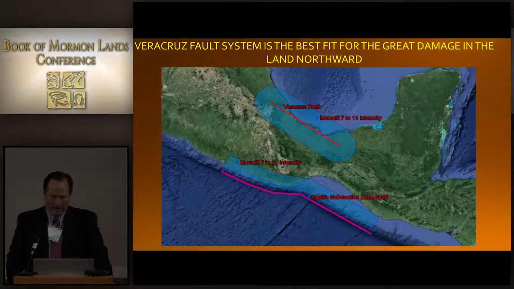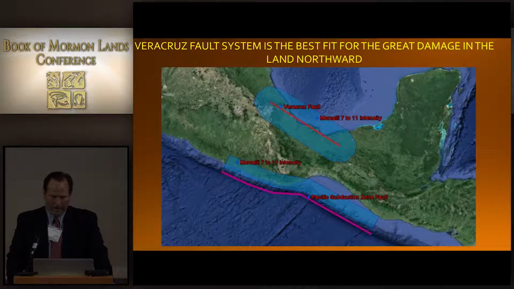So that looked to be a pretty good fit. You've got a regional earthquake system, a strike slip system that's sitting in the right location. So I think I've got the regional fault system figured out.